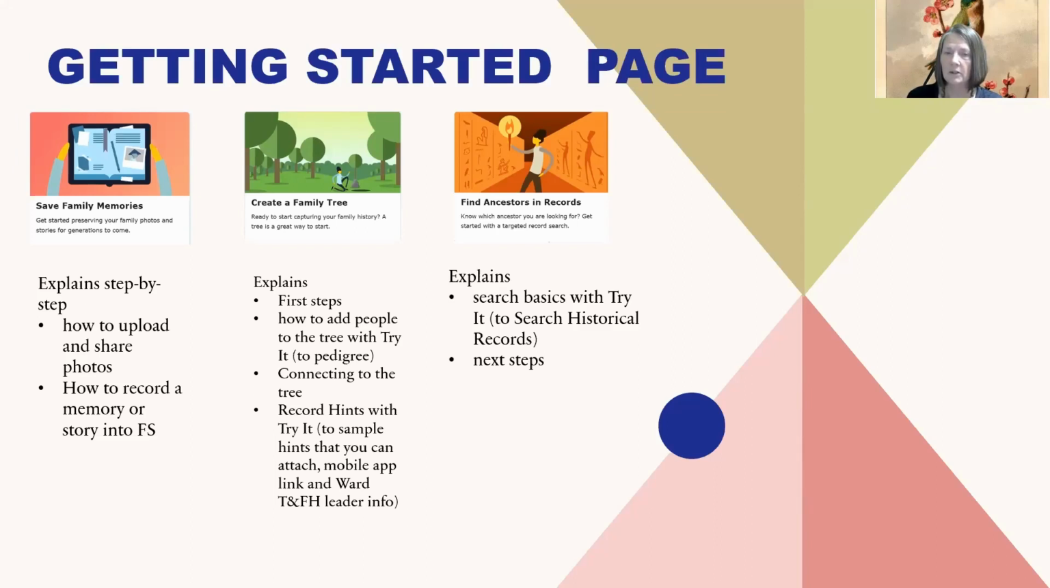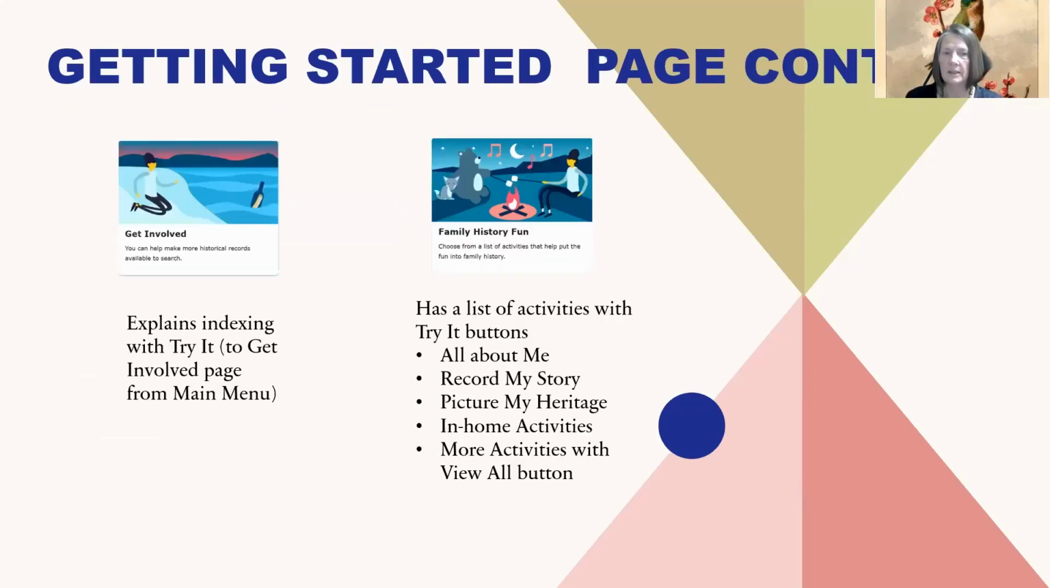Find Ancestors in Records explains just search basics with a Try It to search historical records and gives you some next steps once you've started. Get Involved explains indexing. It also has a Try It button. And Family History Fun has a lot of really cool activities.